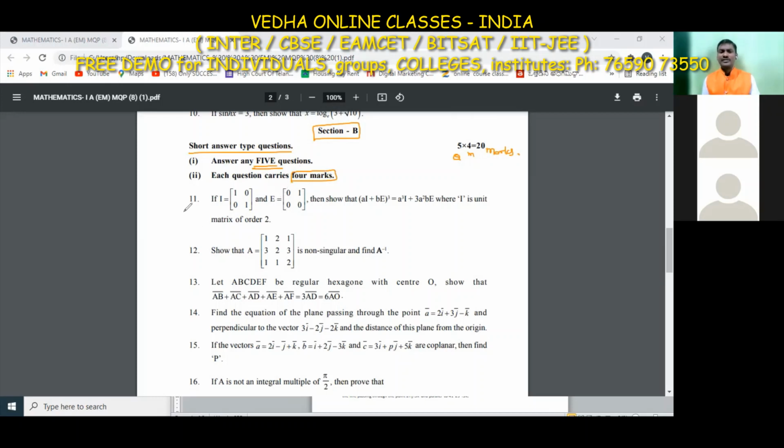If we take question number 11, this question is given from the matrices, and question number 12 also from the matrices, inverse concept. This is multiplication concept, and this is adjoint and inverse related concept. So practice well, and easily you can score full marks in the matrices.